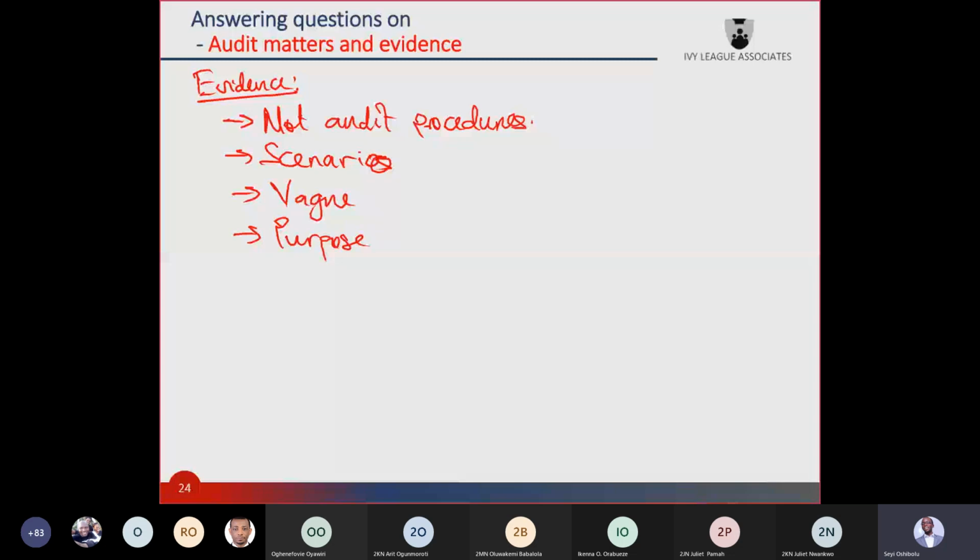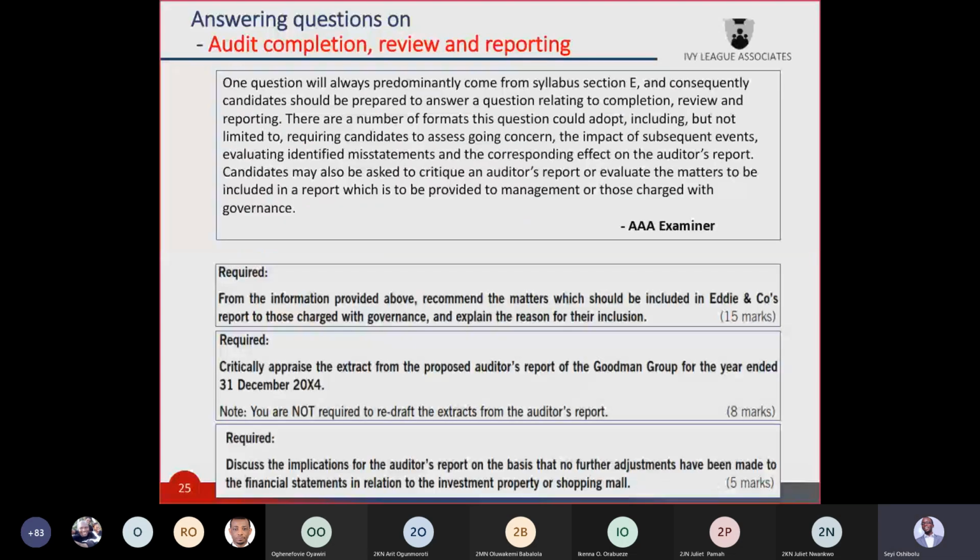Audit completion, review, and reporting. This is our final area for this review. One question will always predominantly, this is the ACCA examiner speaking, not Sheyo, one question will always predominantly come from syllabus section E. And consequently, candidates should be prepared to answer a question relating to completion, review, and reporting.